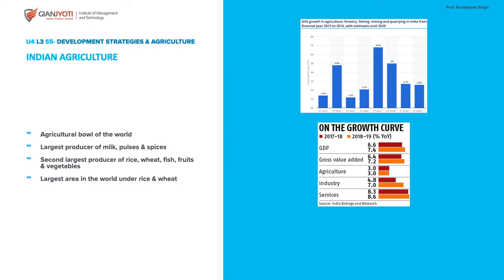By the agriculture sector is 3, which is not changing, and industry is from 4.8 to 7. So the manufacturing basically has really made in India, efforts have really done well. Service sector has really contributed well, as we had seen earlier, also from 8.3 to 8.6 in just yearly growth, year-on-year growth.